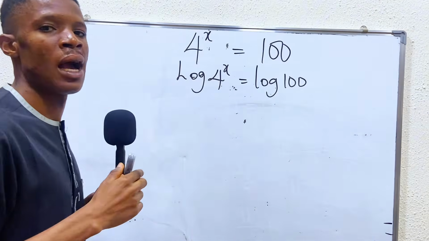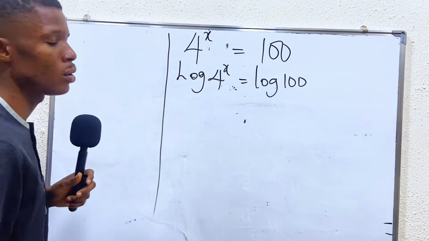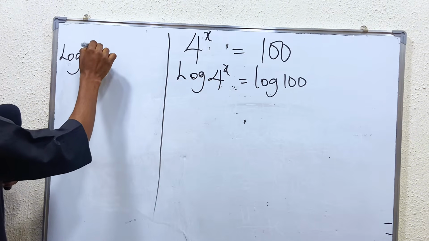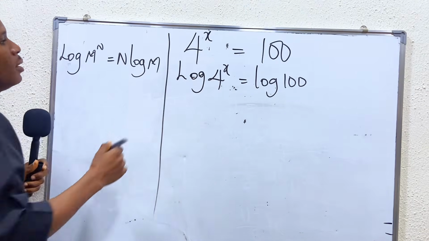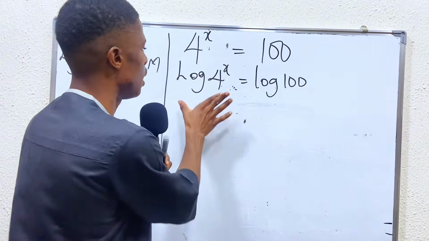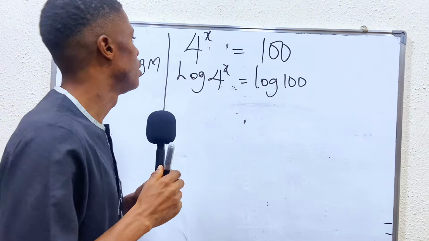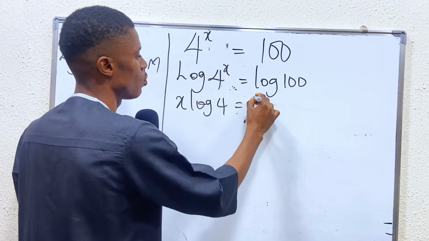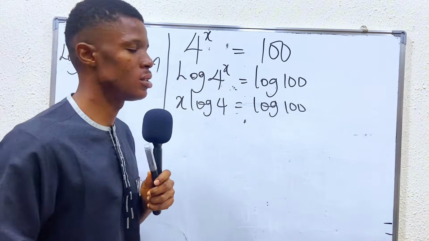So if you have this, you can recall now the laws of logarithm. The law of logarithm we are talking about states that whenever you have log m power of n, that is the same thing as n multiplying log m. If you understand this particular rule, we'll now apply it here. Remember, our goal here is just to find the value of x. So if you apply it, you have it that x will now multiply log 4 and is equals to log 100.